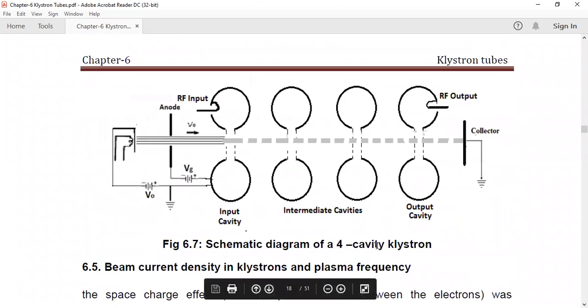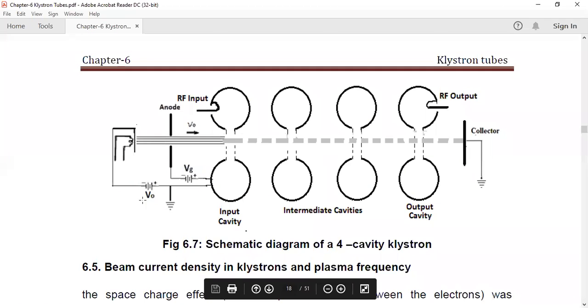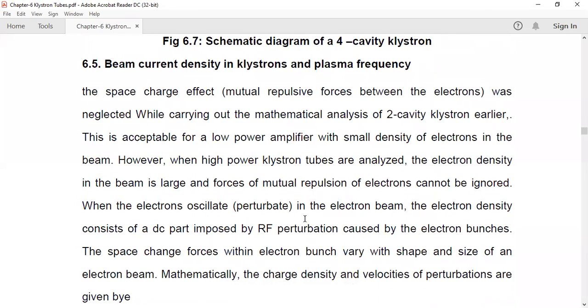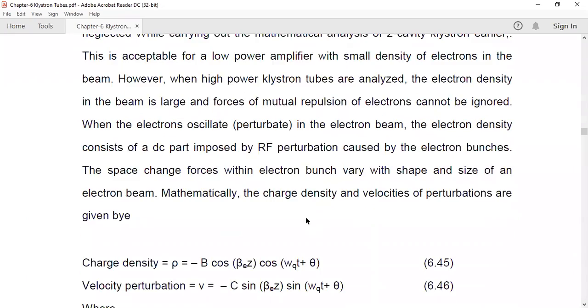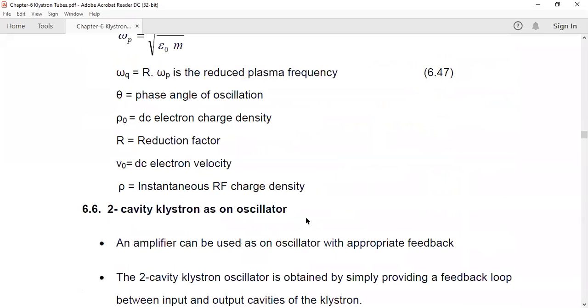Now this is the multi-cavity klystron. Four cavities are there here. These are the intermediate cavities. You have the input cavity and the output cavity. This is a buncher, and you have the collector here. With respect to this, it acts as a buncher cavity. With respect to this, it also acts as a buncher cavity. Due to that, it will increase the gain of the klystron. This is the multi-cavity klystron.